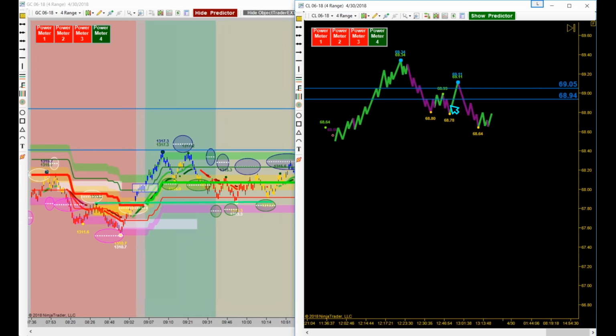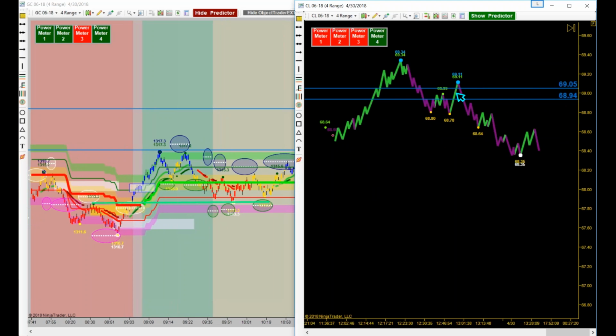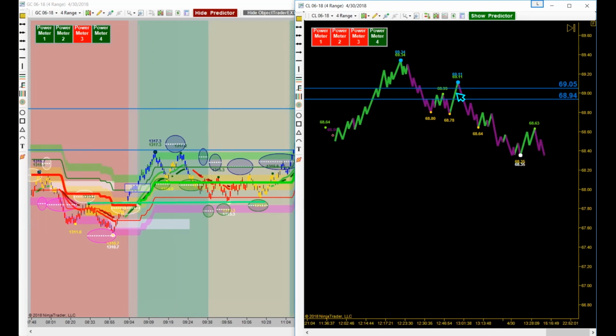Now, what color is the chart right now? We'll find out. Look at that. That's actually breaking down. And could you have caught that with Lightning Swings? And again, the answer is yes.